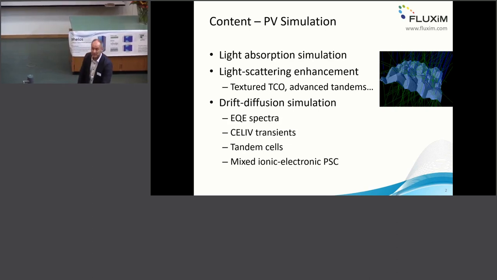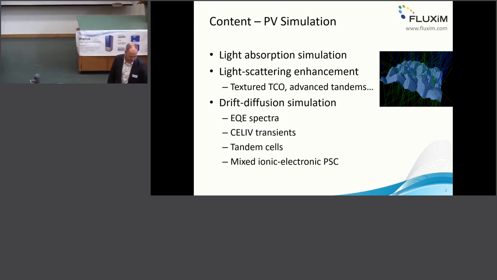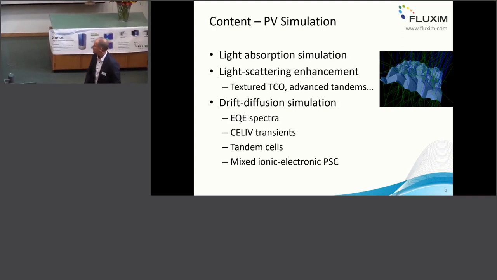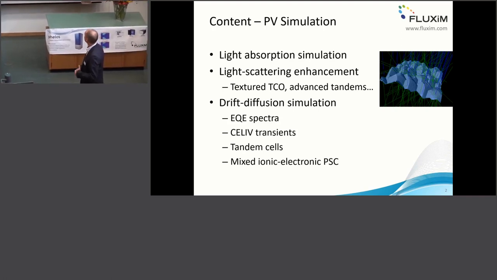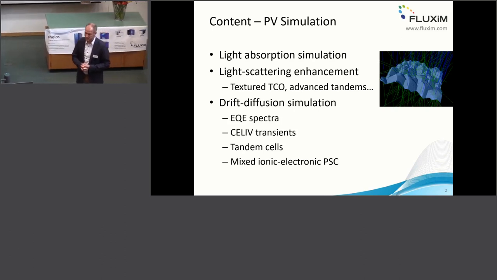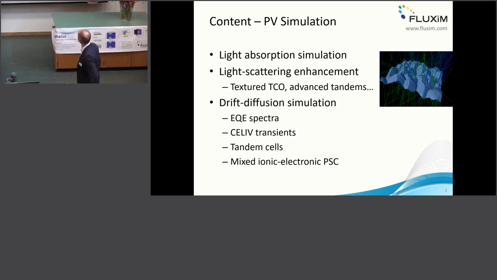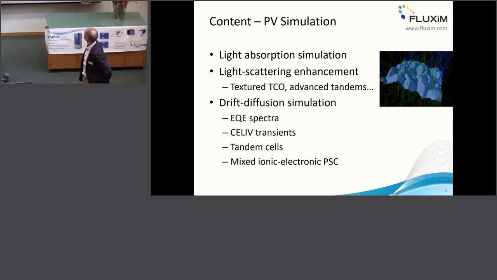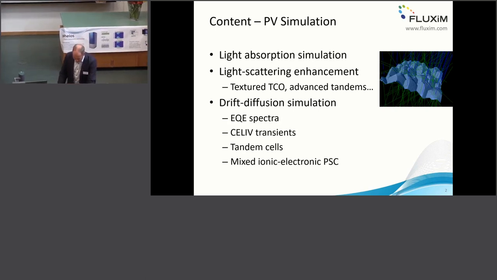So for PV, obviously physically it starts with light absorption, so we also start with this topic here in the list of contents. Light absorption is the first thing, then light scattering is also relevant for increasing the light path in the solar cell to have more chances for light absorption. And the illustration on the right shows, I think, a random edge silicon wafer where you see some rendering of the rays that traverse this interface.